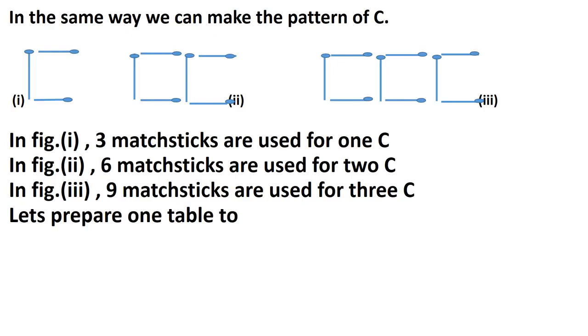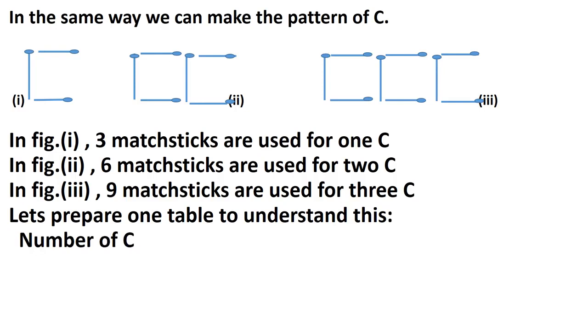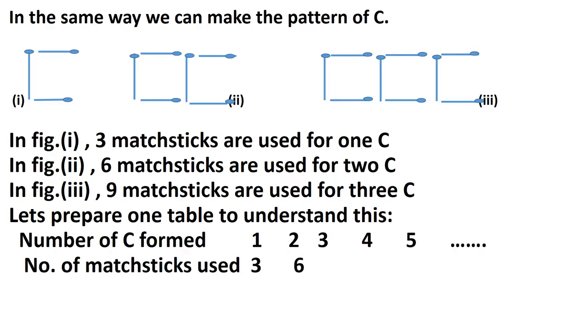Now let's prepare a table once again to understand this. Number of times C is formed, let it be 1, 2, 3, 4, 5 and so on. Now the number of matchsticks used: for 1, 3; for 2, 6; for 3, 9; for 4? How do we find the number of matchsticks used in 4? Because in 1C we are using 3 matchsticks. If 3 matchsticks are used in one, then how many will be used in 4? That is 4 multiplied by 3, so 12, and in 5 it is 15.